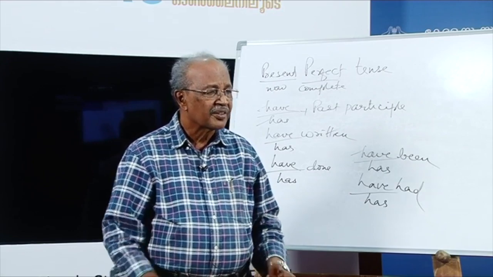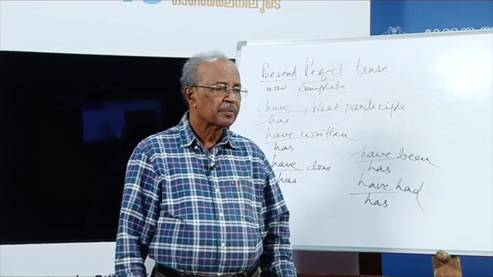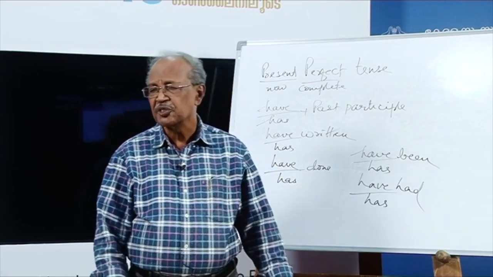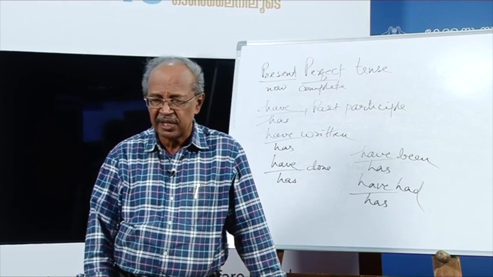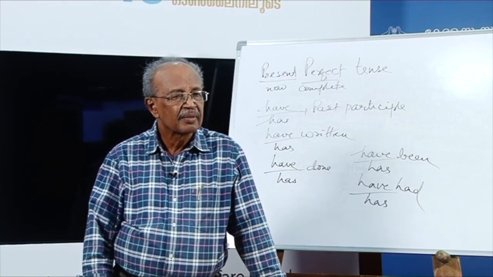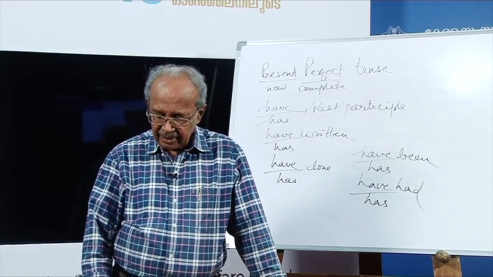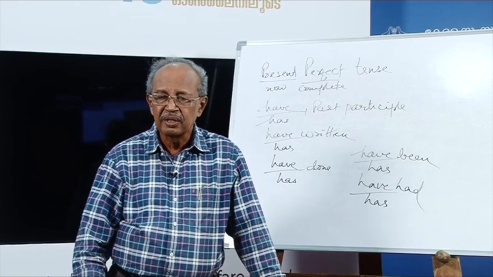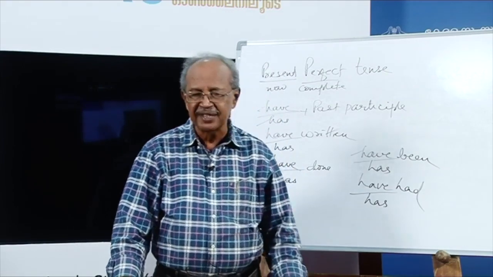You get the point? The action that is complete at the time of speaking. And adverbs like just or already will be used with this tense to indicate that. Okay? And then the next one is perhaps the most important of the three uses of the present perfect tense. What is that?